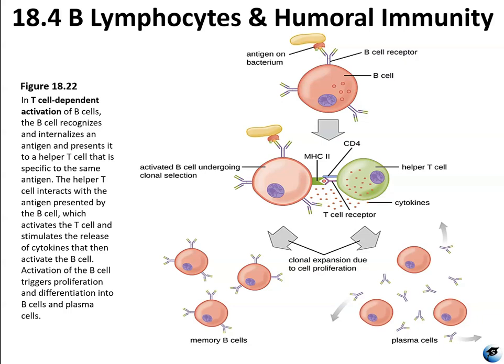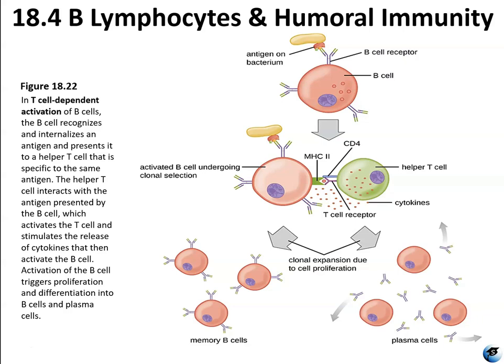The helper T cell interacts with antigens presented by the B cells, which activates the T cells and stimulates the release of cytokines that activates the B cell. And activation of the B cell triggers proliferation. Whoa, there's a lot going on here.